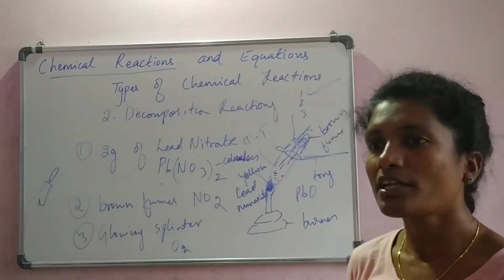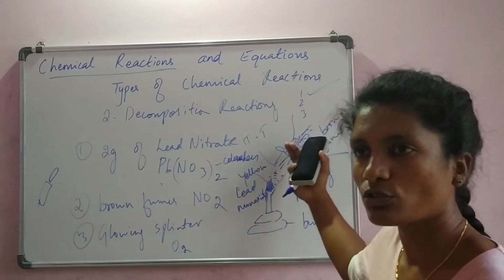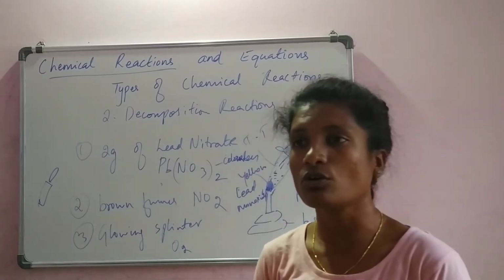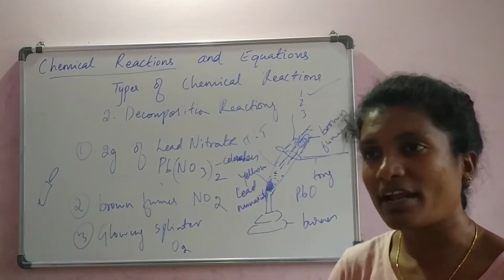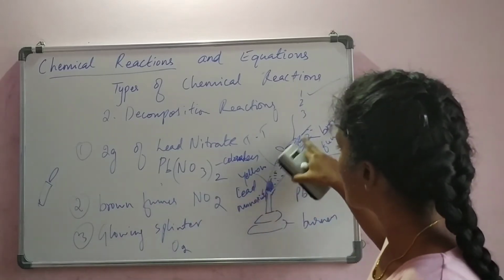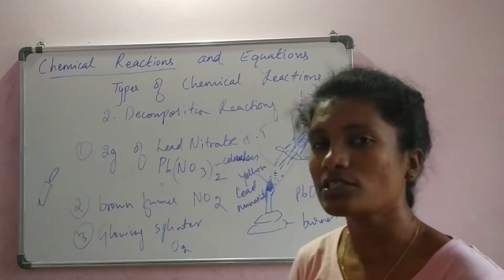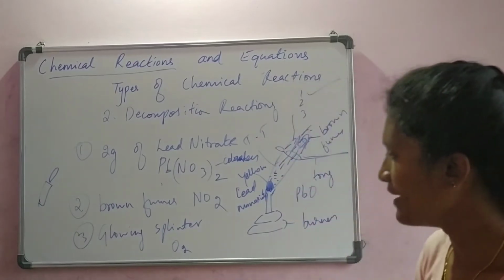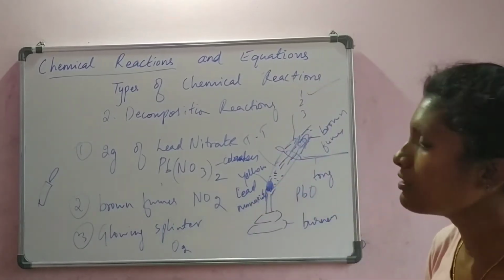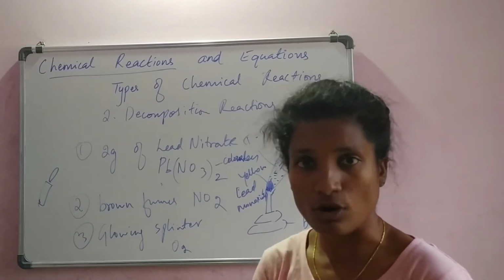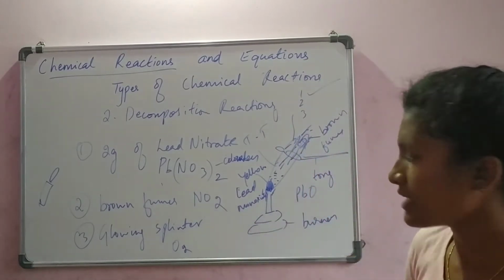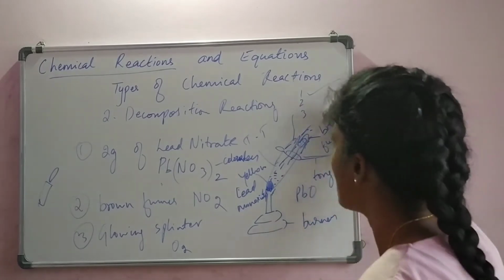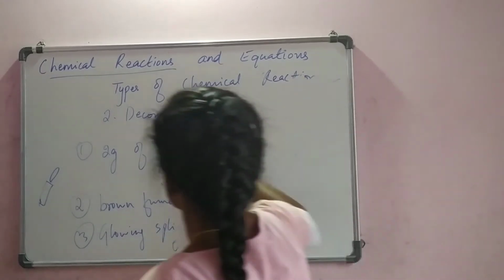After that, we brought a glowing splinter near the mouth of the test tube and we got to know it was burning better. So that made us understand that another gas which is coming out is oxygen gas. And at the end we see a yellowish solid. It is a solid left out in the test tube, which is lead monoxide. Okay. Now let us write the chemical equation.